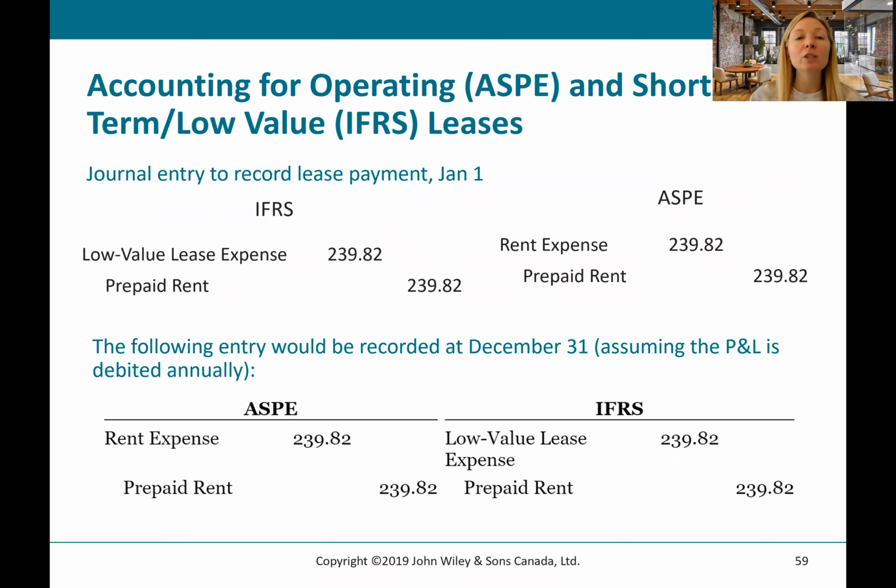So the journal entry to record the lease payment would be, under IFRS, debit low value lease expense, credit, actually it should be credit cash. ASPE, debit rent expense, credit cash. And actually the debit should be to prepaid expense and then cash, because you're going to recognize it over the year. And then we're going to have prepaid. We're going to reverse the prepaid and recognize the expense at the end of the year.